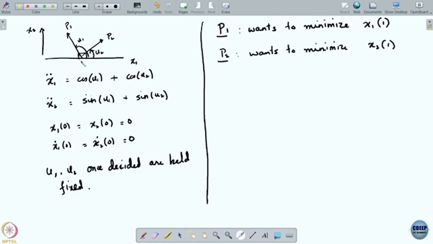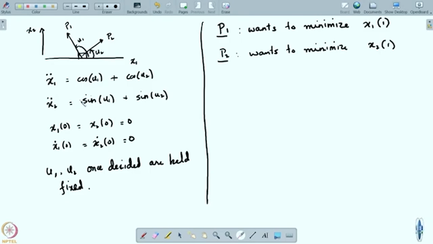Now, obviously, if player 1 was the only player in this picture, he would put all his force along this particular axis, and the block would end up at a distance, actually I think half, at time 1, alright, and so you would get x1 equal to minus half here. And likewise, if player 2 was the only player in the picture, then he would just pull completely along this direction, and you would get x2 of 1 equal to minus half as well.